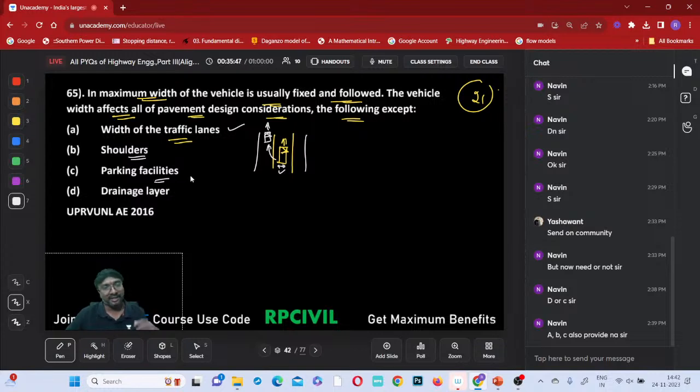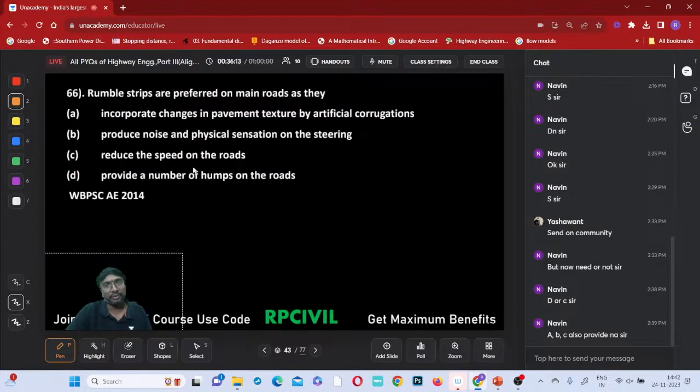Parking facilities, yes. The vehicle width is important, and based on that we select the bay width. Without considering the width of the vehicle, can you decide the width of the bay? No, it is impossible. Drainage layer? How is the width of the vehicle useful there? It is not useful, right? Got it now? So shall we move to the next question?